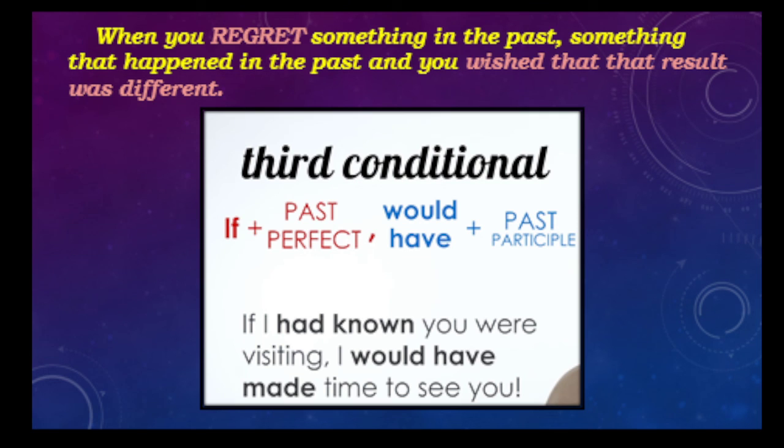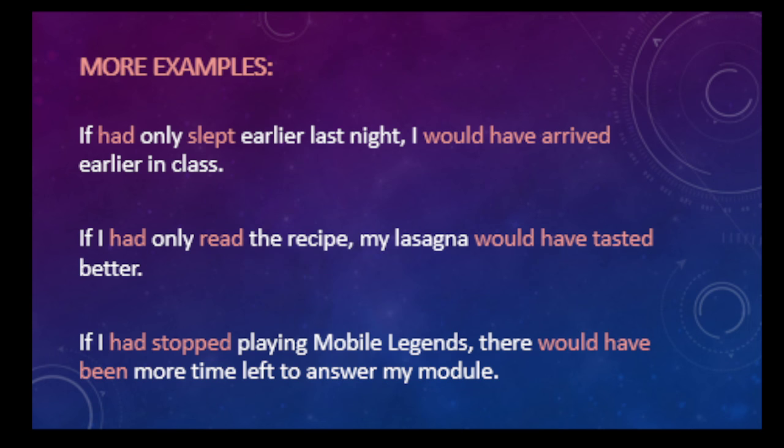So, you were imagining something that happened in the past, that could have happened in the past. Sana yun yung nangyari. Para kung yun man yung nangyari, ano sana yung gagawin mo? Okay? So, that's the third conditional.